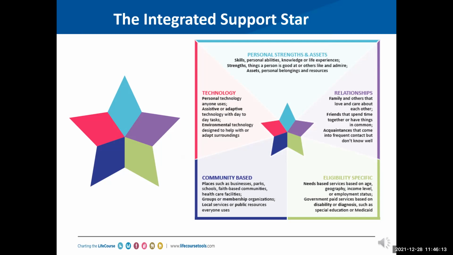Then we have, in that purple section, relationships. Supports that can come from family and the personal support network. It's important to really bring in a broad web of relationships around the person and allow people to come in and play a positive role in somebody's life and provide supports where they may be needed.